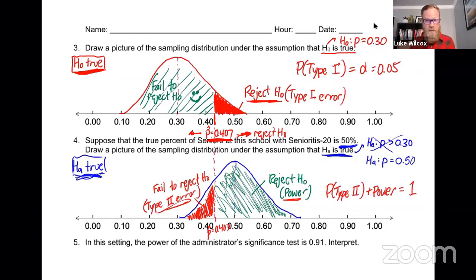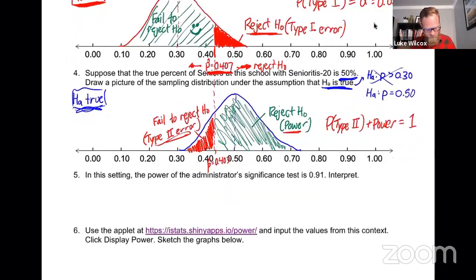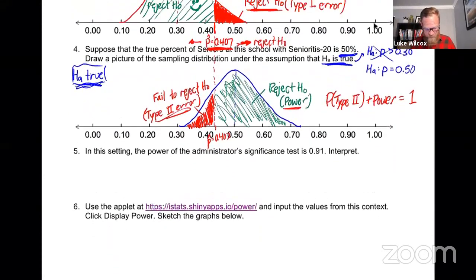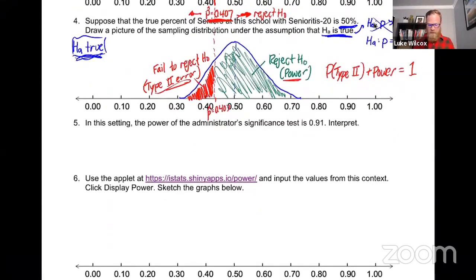Okay, so let's talk about this idea of power, that green region that we see there, which is a good decision when the alternative is true. So in this setting, the power of the administrator's significance test is 0.91. Interpret. Okay, so for power, we know that the alternative is true, and we've made the correct decision here, which is to reject the null hypothesis. And we know that's going to happen 91% of the time.